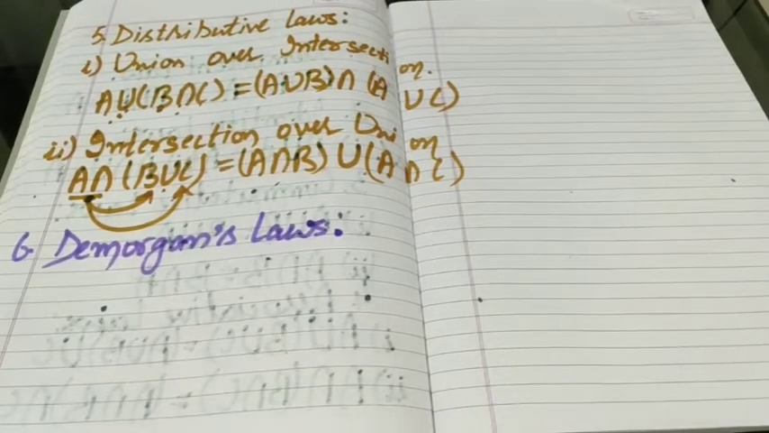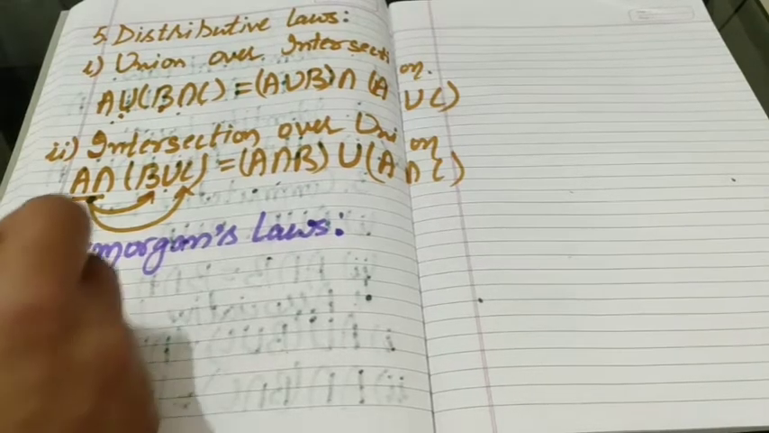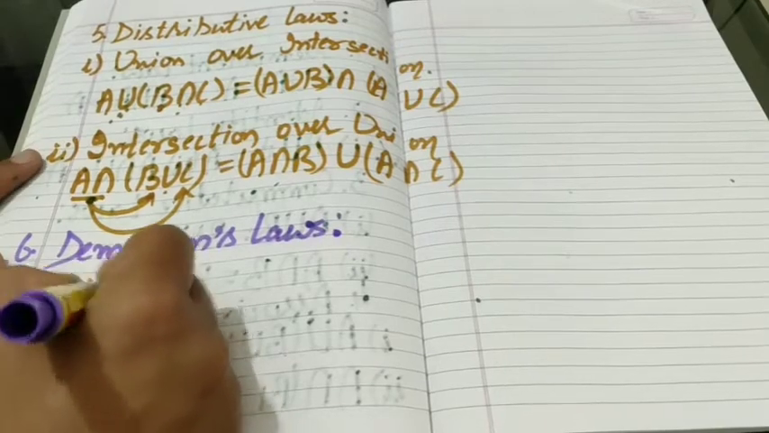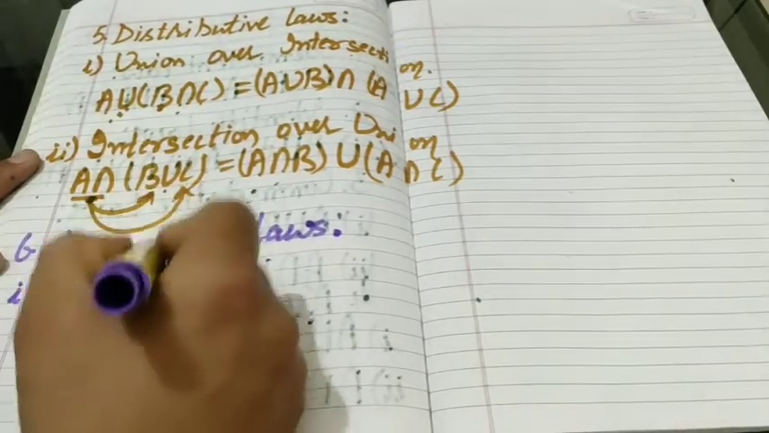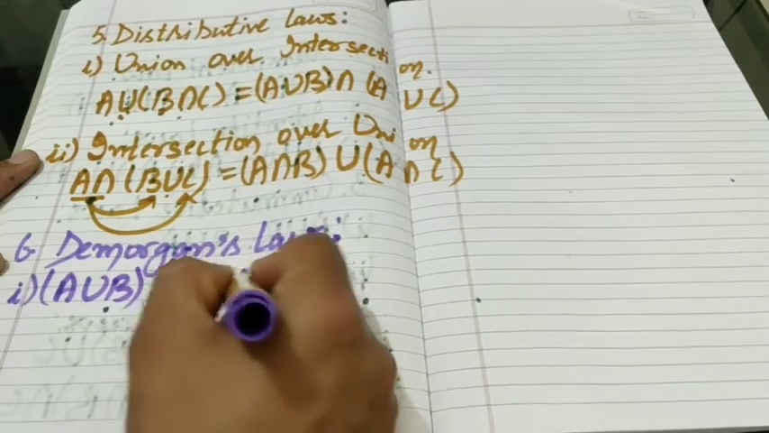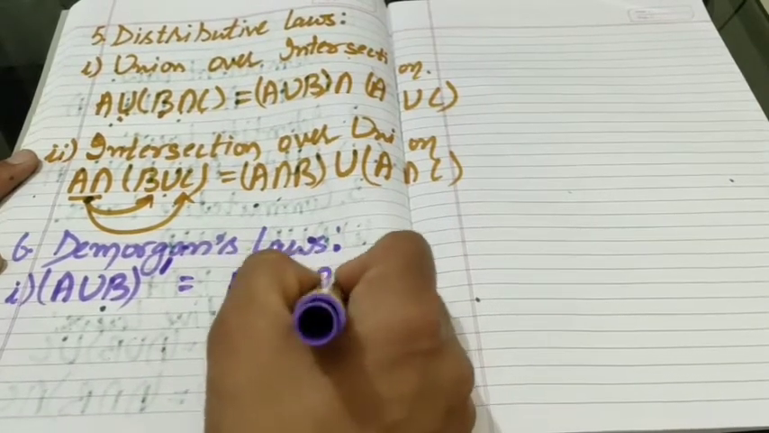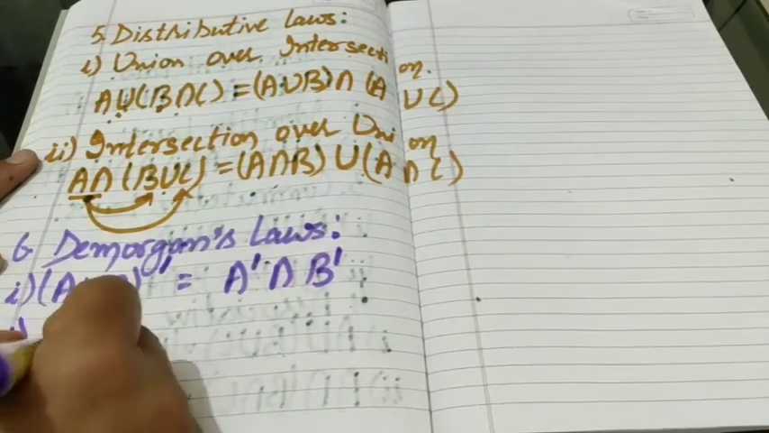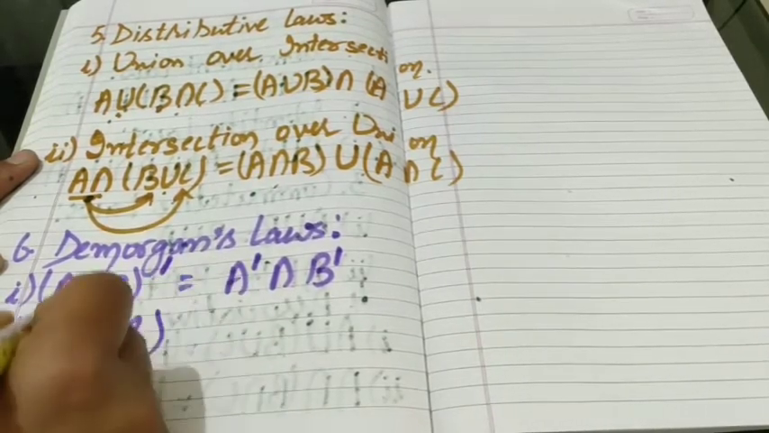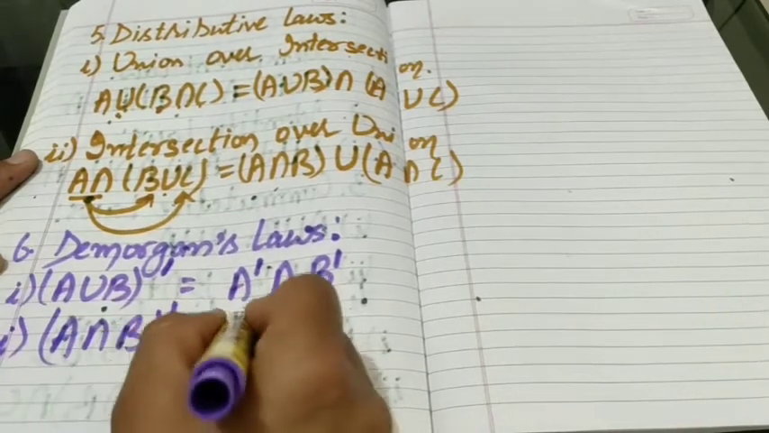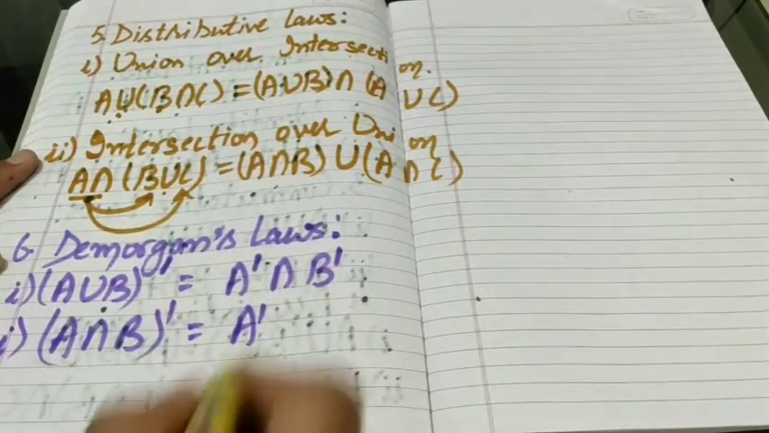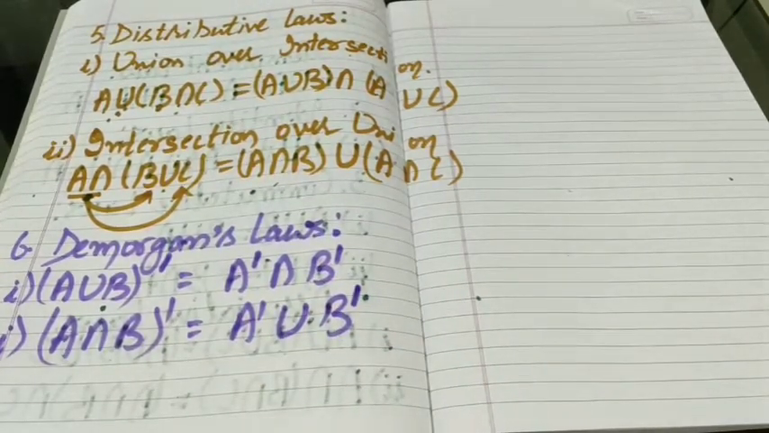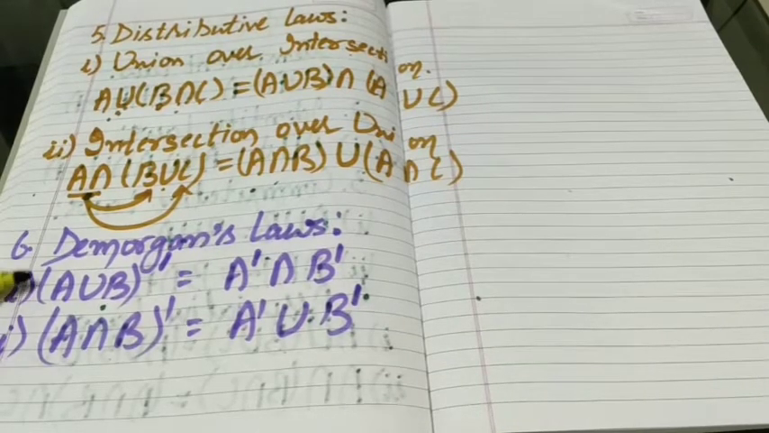Next we have De Morgan's laws, and again we have two laws for this. The first one is: set A union set B, the whole complement, equals A complement intersection B complement. And the second law is: set A intersection set B, the whole complement, equals the complement of set A union the complement of set B. These rules are what we call De Morgan's laws.